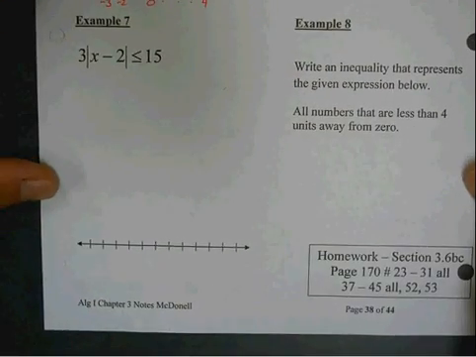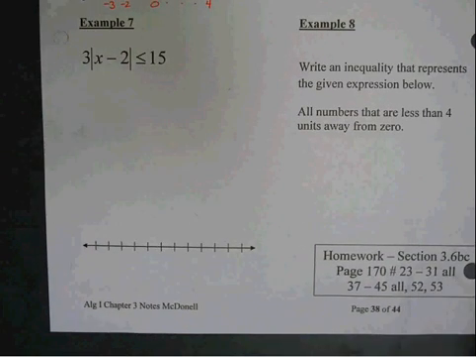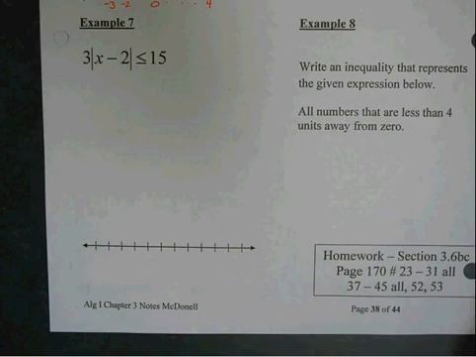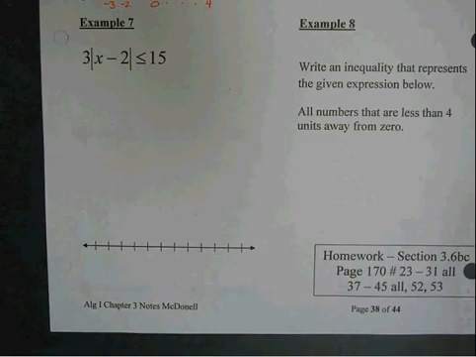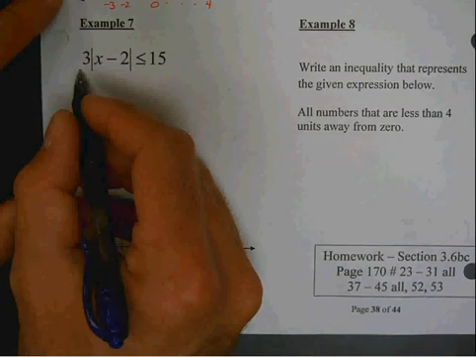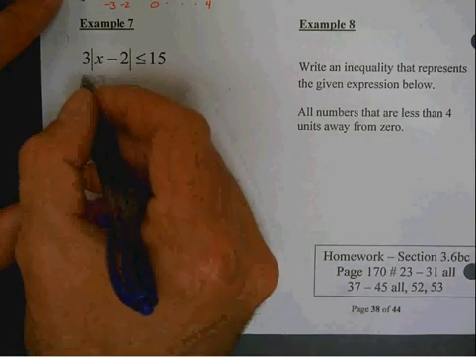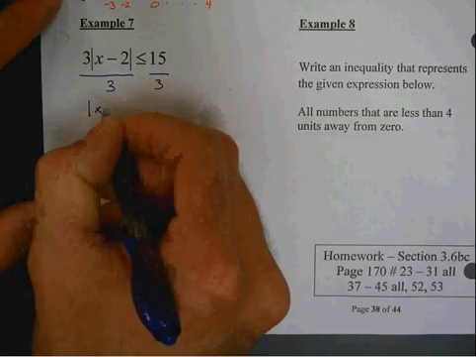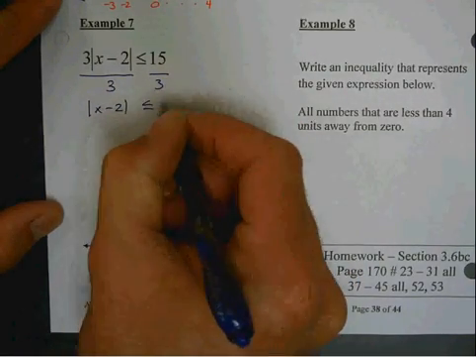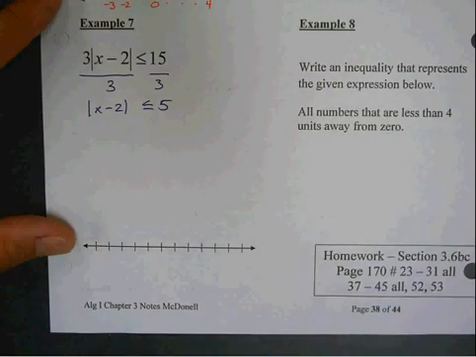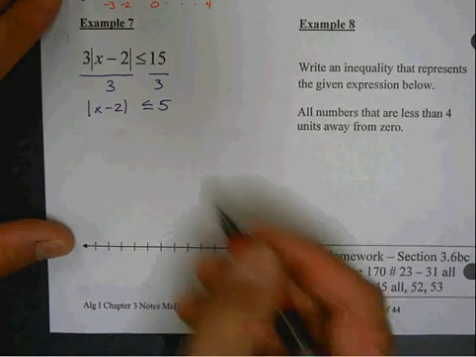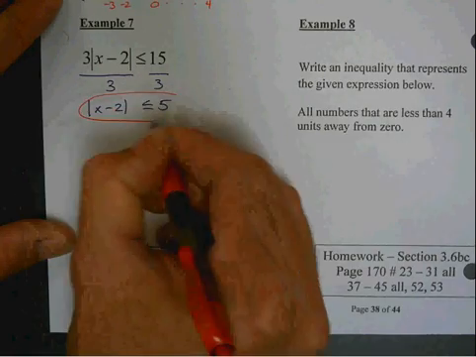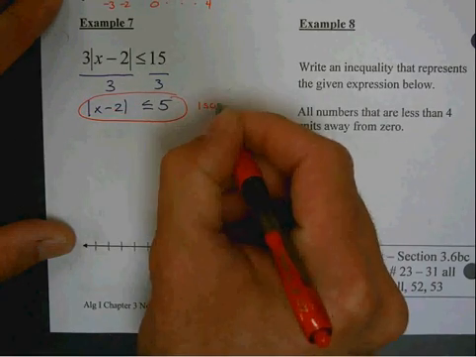Is the absolute value on example 7 isolated? Briar's saying no. So Briar, how do I get rid of this 3? Okay, so everyone divide both sides. Absolute value x minus 2, less than or equal to 5. Is the absolute value isolated now? Circle it. By circling it, I'm emphasizing the fact that it's isolated.